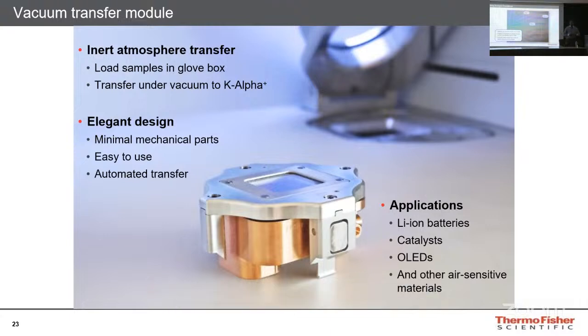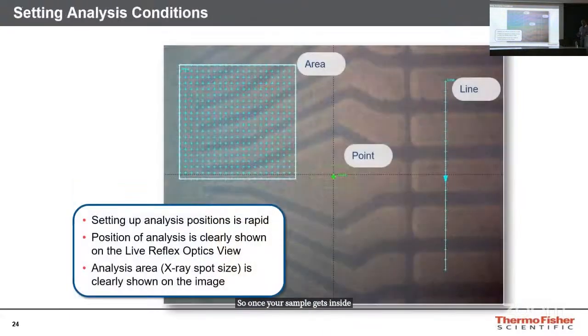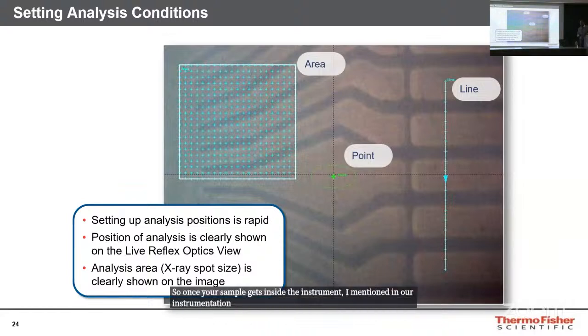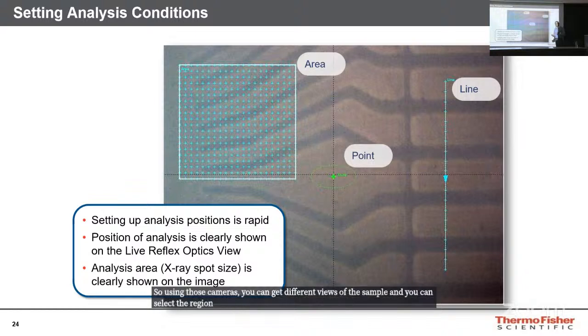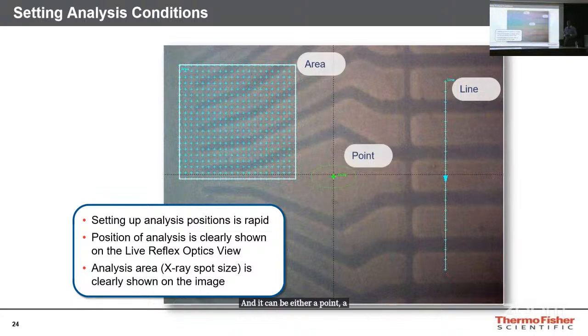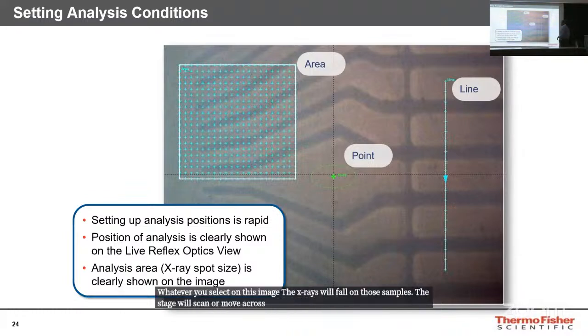So once your sample gets inside the instrument, I mentioned in our instrumentation page that there are different cameras that help you to get a view of the sample. Using those cameras, you can get different views of the sample and you can select the region of your interest on the sample. It can be either a point, a line, or an area that you can select. Whatever you select on this image, the X-rays will fall on those regions. The stage will scan or move across, which gives the rastering, and you get information from every pixel of the sample as you scan across.